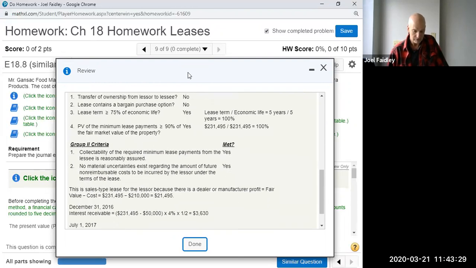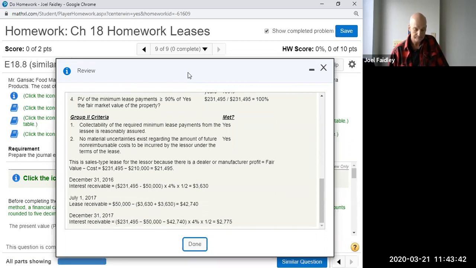Group 2. Group 2 is in play since this is a lessor problem. All right, so this is a sales type because there's a dealer manufacturing profit here. If it's a direct financing, you wouldn't have this. All right, so there's some calculations you got there that you can look at. So let's go back here and look at the actual solutions.